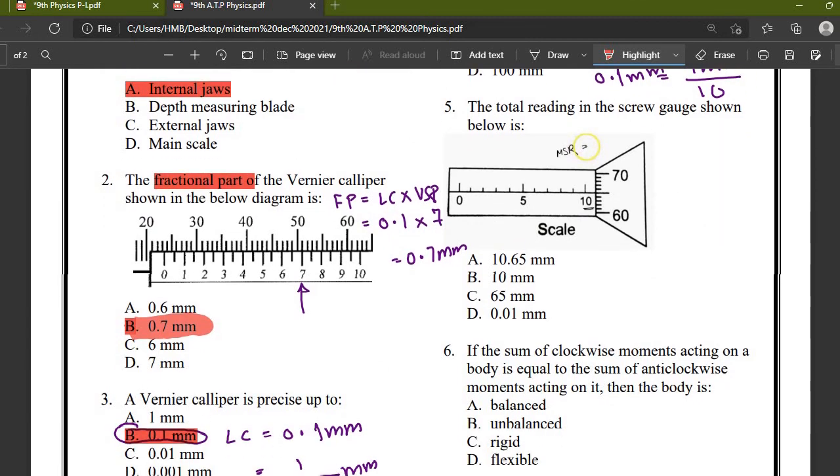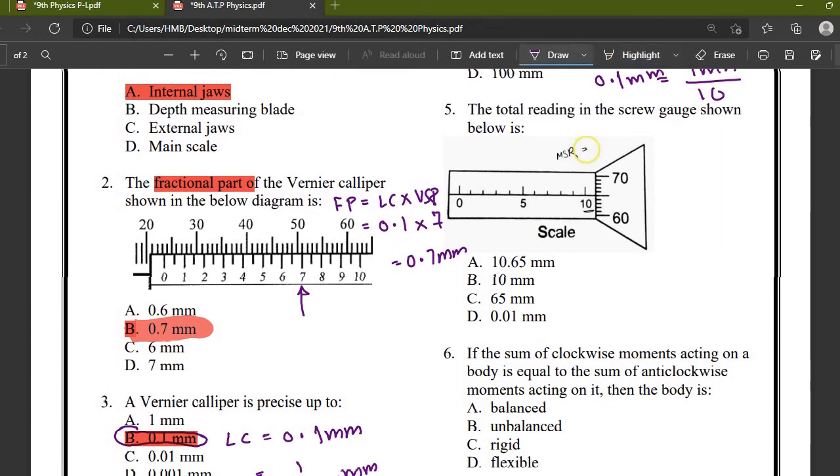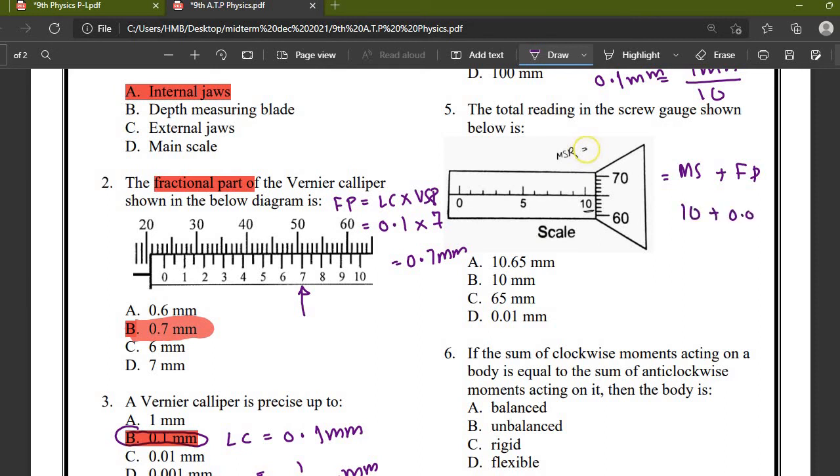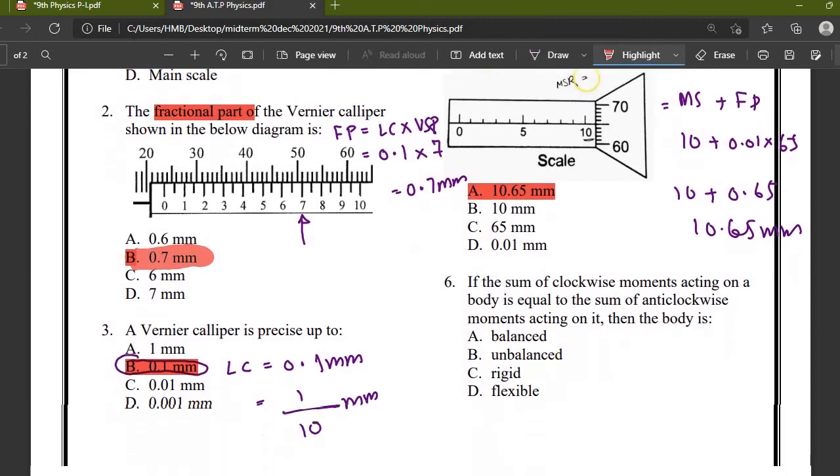Let's see question number 5. Total reading in this screw gauge. So total reading is once again main scale plus fractional part. Main scale reading in this diagram is 10, and the fractional part will be 0.01 multiplied by 65. So 10 plus 0.65 will become 10.65 millimeters. The correct answer will be 10.65. Option A is the right answer.